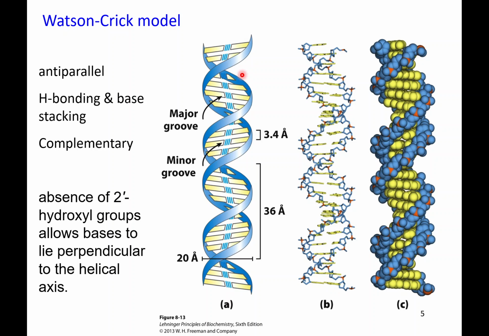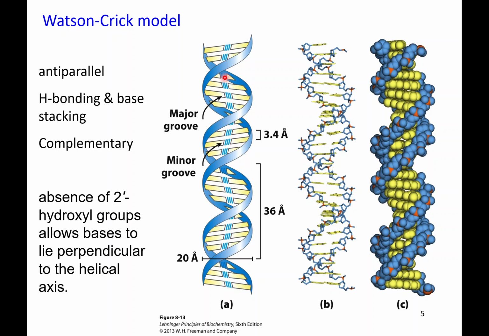So this is the Watson and Crick model. Again, this is an anti-parallel double helix. That means one strand is running one direction and the other strand runs the other direction. We'll see a better picture of that in a second.